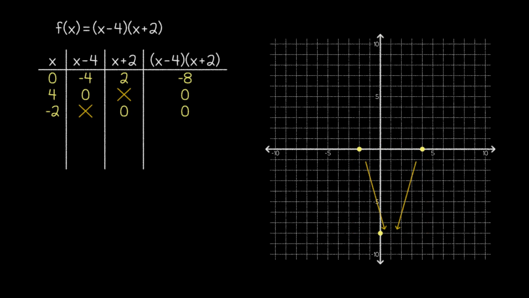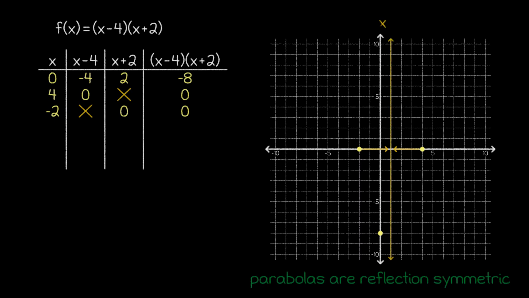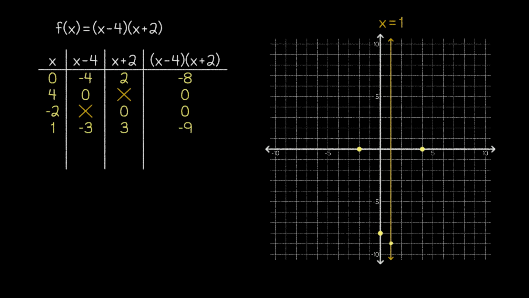Since we know that parabolas are reflection symmetric, we know that the axis of symmetry falls exactly halfway between 4 and -2, which ends up being the line where x equals 1. And once we have that axis, we can use 1 as the input to determine the location of the vertex. After locating the vertex, we can continue plotting points along with their reflective pairs, and eventually we'll get this graph.